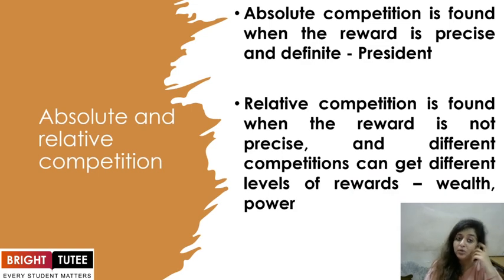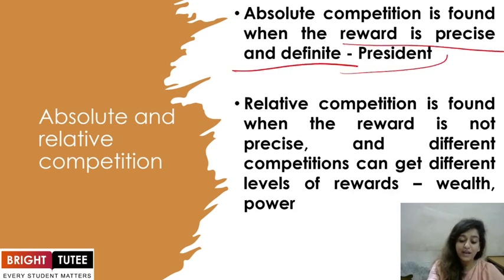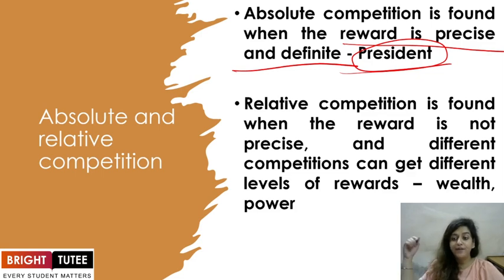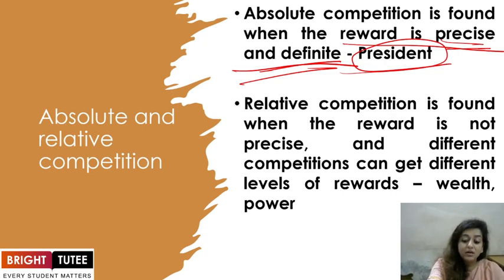Then you have absolute and relative competition. Now, absolute competition is found when the reward is precise and defined. For example, the position of the president. If you win this race, you will get that medal. It is a very precise and a definite reward that you have. If you win this GD, or if you are in the competition, you have the reward as very clear of getting the post of the president.